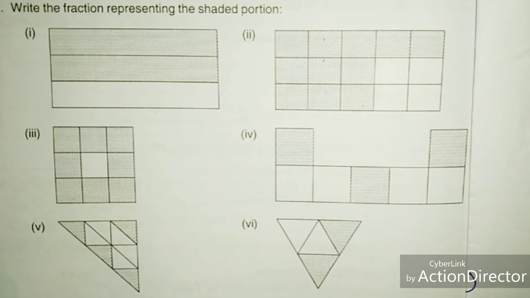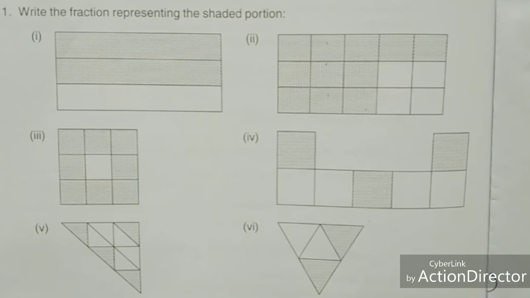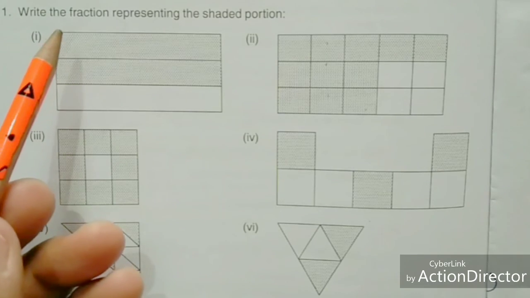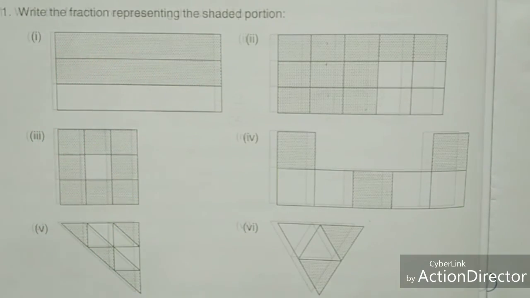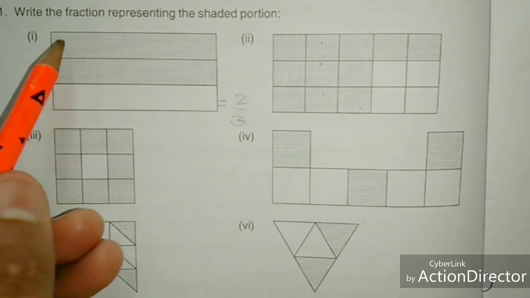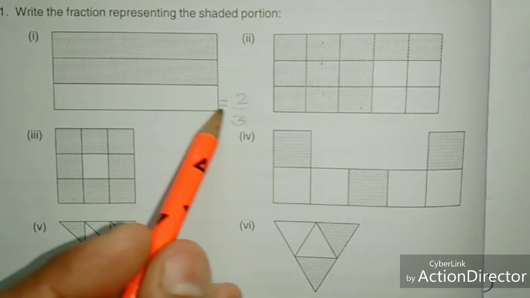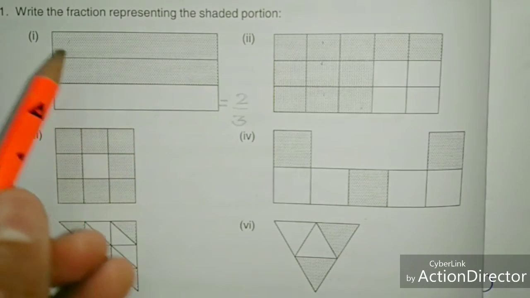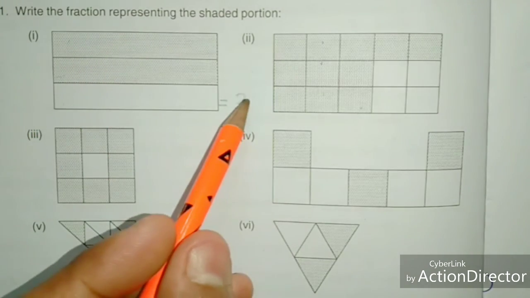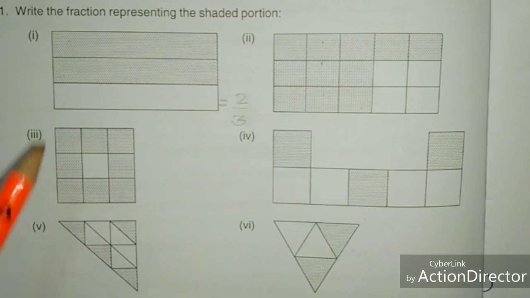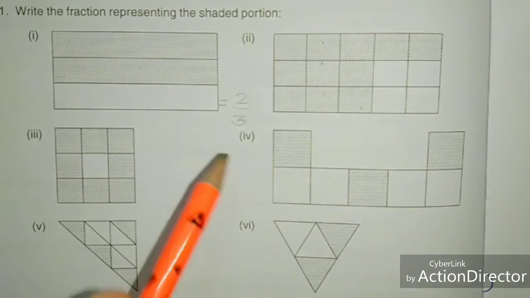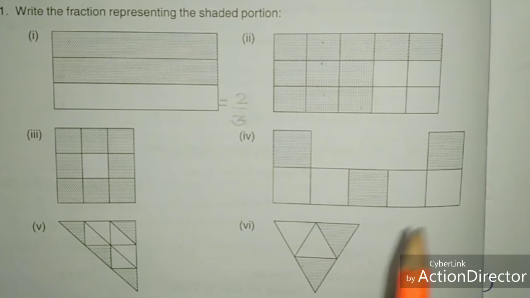Again we will revise what a fraction is. A fraction is a number representing a part of a whole. The whole may be a single object or a group of objects. In this question, some figures are given. The question is, write the fraction representing the shaded portion. In this figure, the total number of equal parts is 3: 1, 2, 3. So we write 3 in the denominator and total shaded parts 2. So we write 2 in the numerator. So we read this fraction as 2 upon 3, or 2/3.